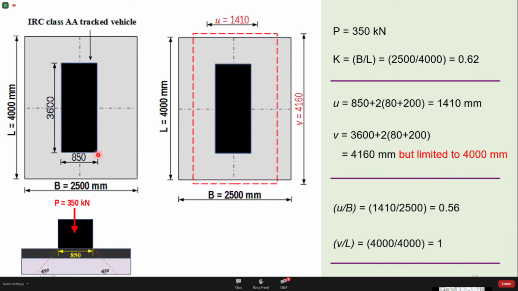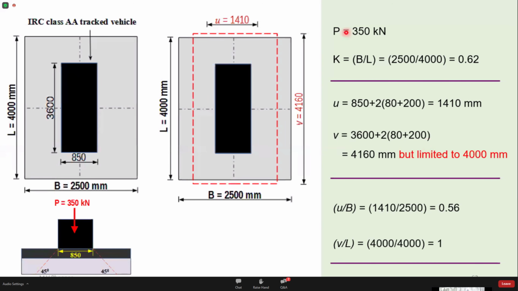V, that is the dispersion of the load along the length. So when this load is placed, to what length is it going to get dispersed? Here, this is 3.6 meters. This is going to be 3.6 meters plus 2 times the thickness of the bearing course plus the thickness of the slab. So this works out to 4.16 meters. But the slab panel is only 4.4 meters. So V is limited to only 4000 millimeters.